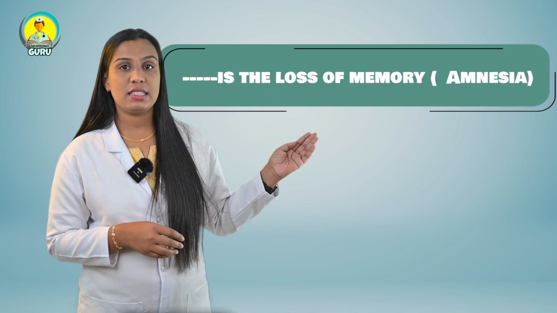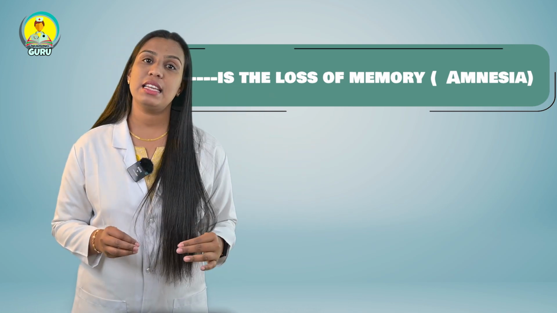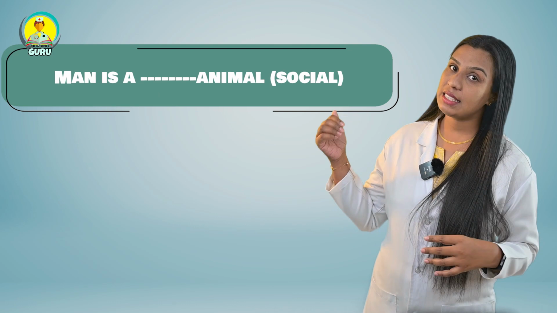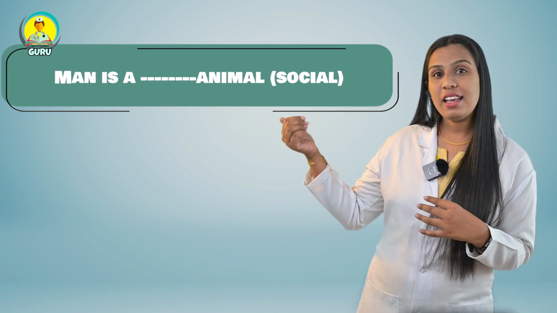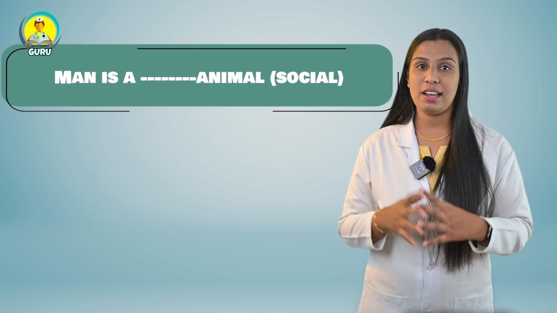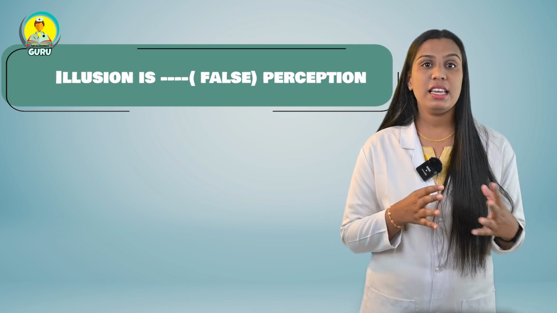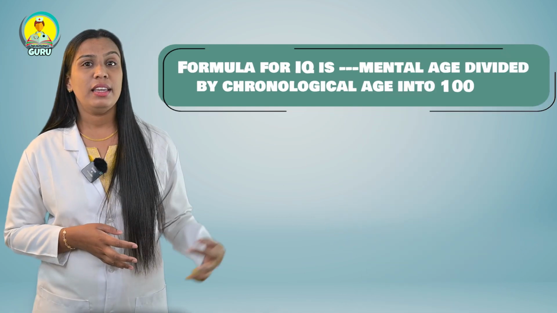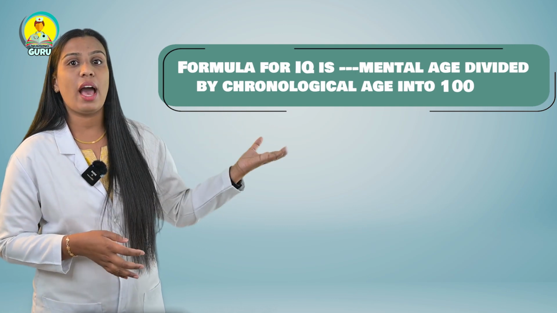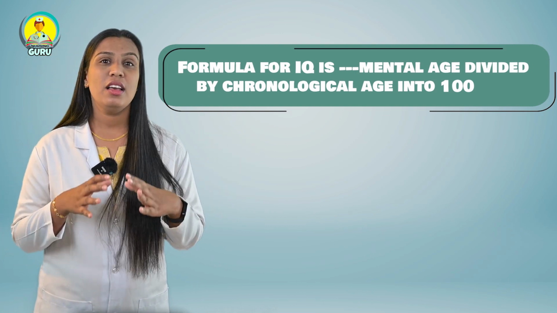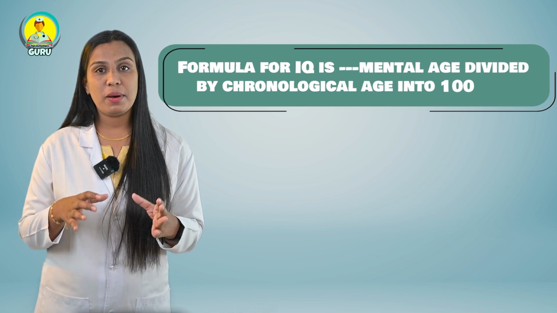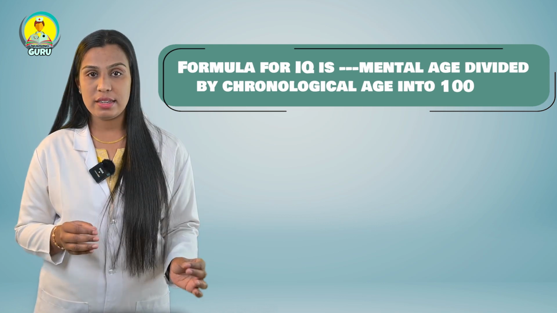Next category of question is filling the blanks. For example, dash is the loss of memory. The answer is amnesia. Then next is man is a dash animal. Man is a social animal. Next is illusion is a dash perception. It is a false perception. Next one is the formula for IQ is, we know that, mental age divided by chronological age into 100.